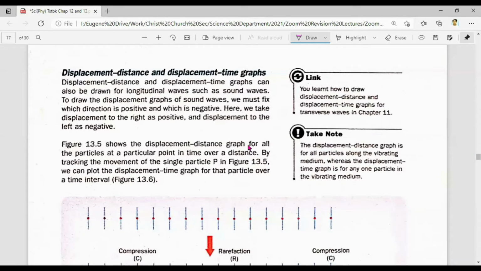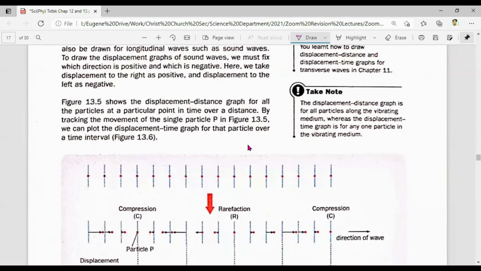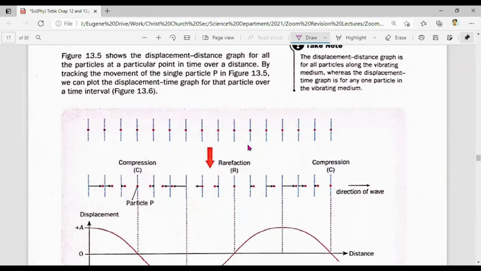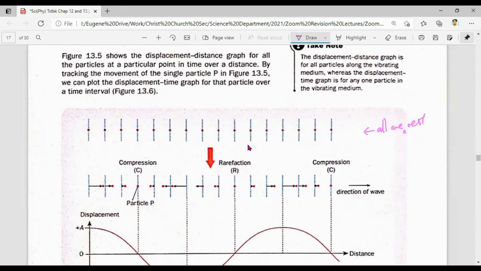This is the one that is a little bit trickier in terms of understanding. Now, I want you to look at all these lines over here. This is where all this line corresponds to the position of the air particles when they are at their rest position. So this is when all particles are at rest.